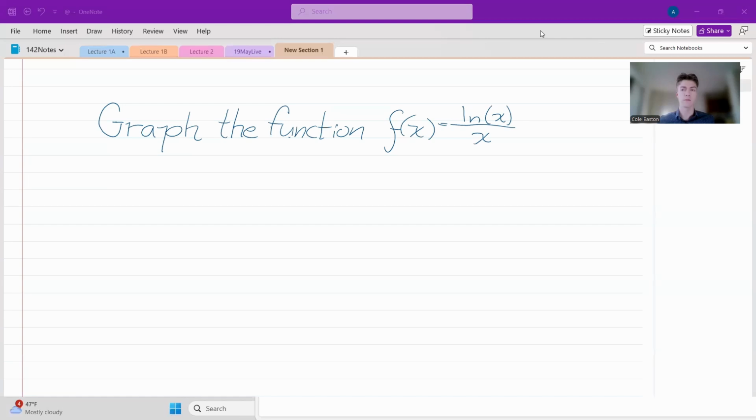Now let's try to graph the function f of x equals ln of x over x. So first, let's try to find the roots of our function.